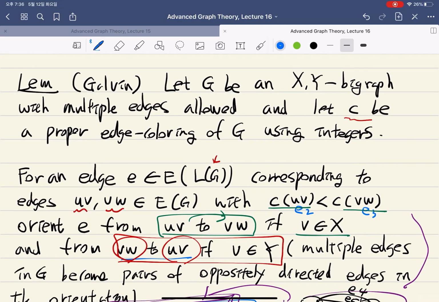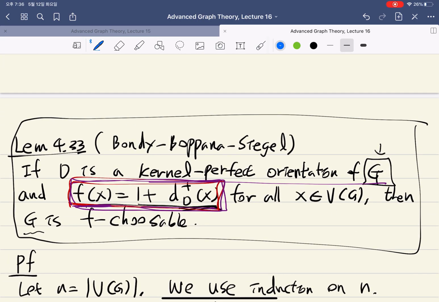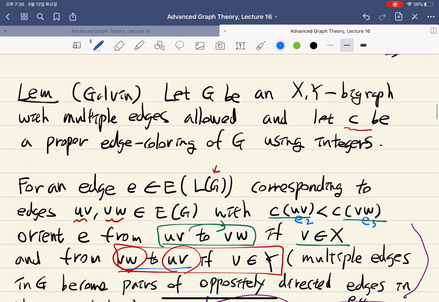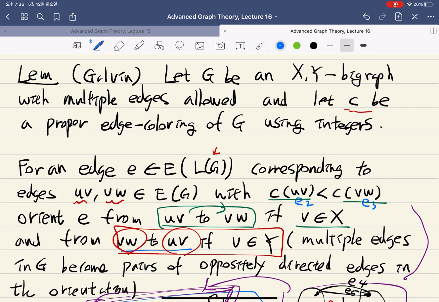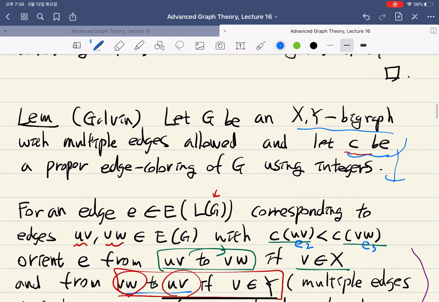So we prove these two lemmas. One is when we have a kernel perfect orientation, then we can show that something is f-choosable for this f, where this f is related to this out-degree. And another one is that once we have a bipartite graph and some proper edge coloring, then using this we can construct a kernel perfect orientation.